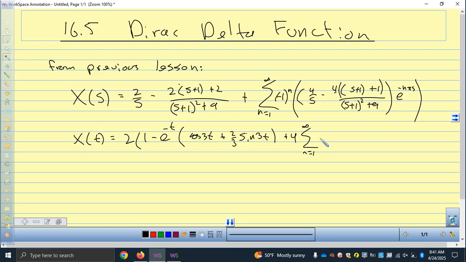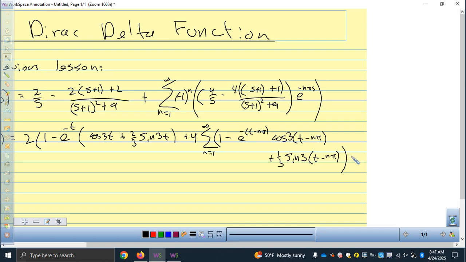of 1 minus, and then this gives us a t shift, e to the minus t minus n pi, cosine of 3t minus n pi. And I'm going to continue down here, plus 1/3, because I don't have a 3 here, sine of 3t minus n pi, and then this is all times our unit step function, t minus n pi.